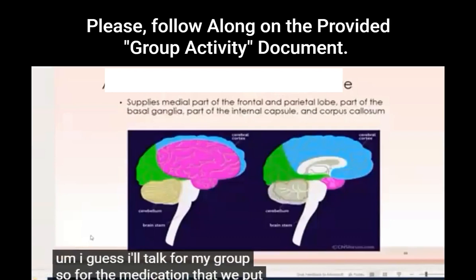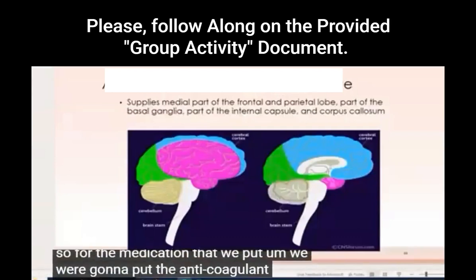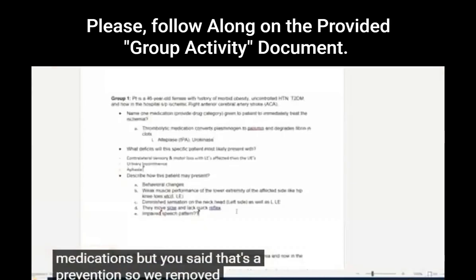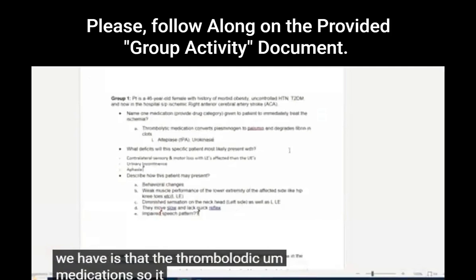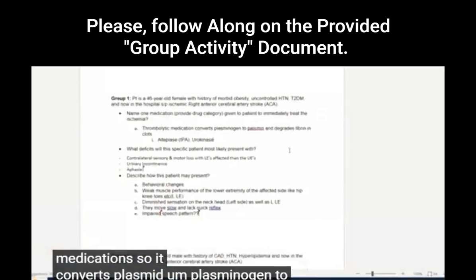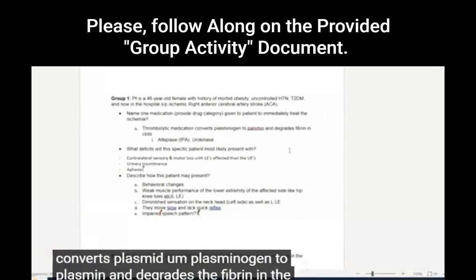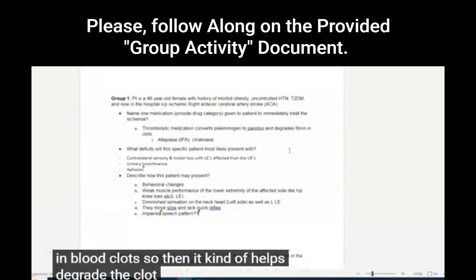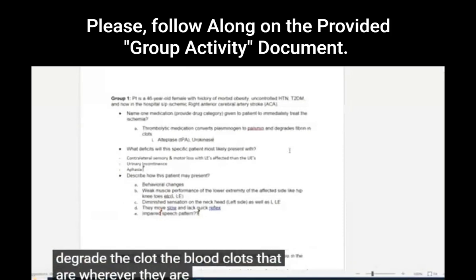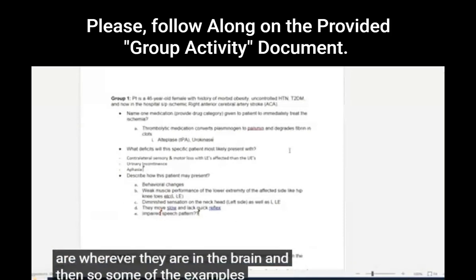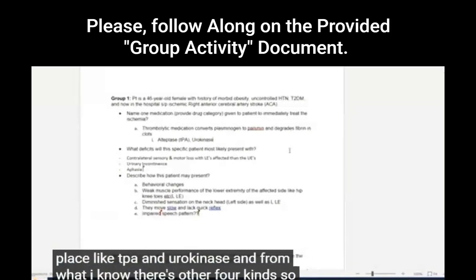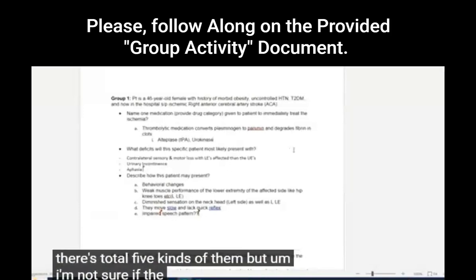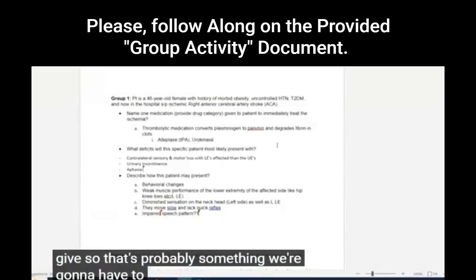So for the medication that we put, we were going to put the anticoagulant medications, but you said that's for prevention. So we removed that one. What we have is the thrombolytic medications. So it converts plasminogen to plasmin and degrades the fibrin in blood clots. So it helps degrade the blood clots wherever they are in the brain. Some of the examples are TPA and urokinase. And from what I know, there are other kinds, so there's a total of 5 kinds of them. But I'm not sure if the other 4 kinds are what they also give. So that's probably something we're going to have to look up ourselves.